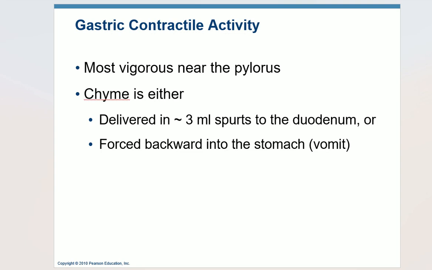Chyme is either delivered in 3 millimeter spurts into the duodenum, as I previously mentioned, or it can be forced backwards into the stomach and up the esophagus and out of your mouth as vomit, which would be very unfortunate. We don't want that, but that's what kind of happens. Gastric contractile activity at its finest.